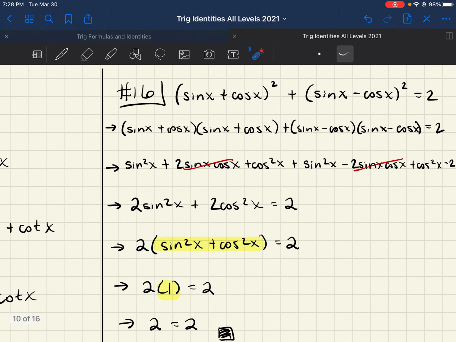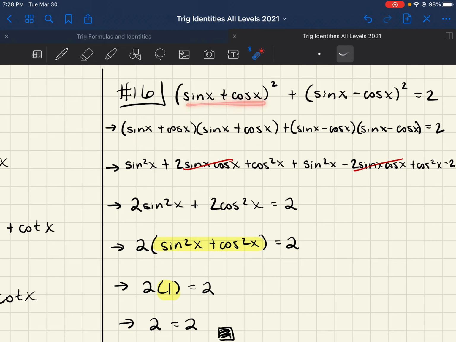All right. Number 16, I think this is the last of the intermediate level before we get to some of the advanced ones. So number 16, sine of x plus cosine of x squared plus sine of x minus cosine of x squared. We want to show it equals 2. Now, one thing that I had a lot of students try to do that you're not allowed to do, you can't just sit here and take this squared and say, okay, well, that's going to make these two squared. That's not how it works. It's got to be foiled, okay?